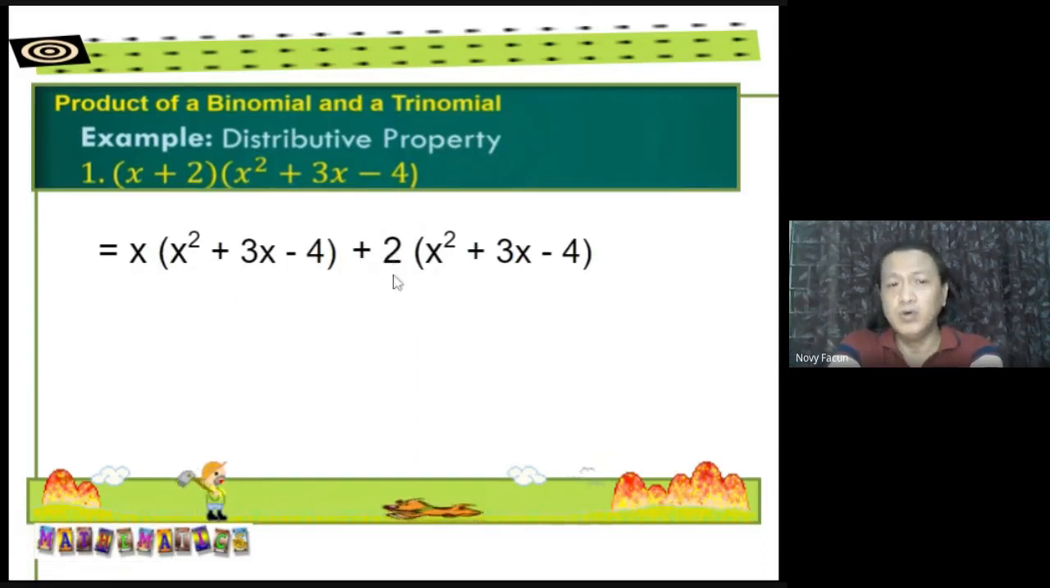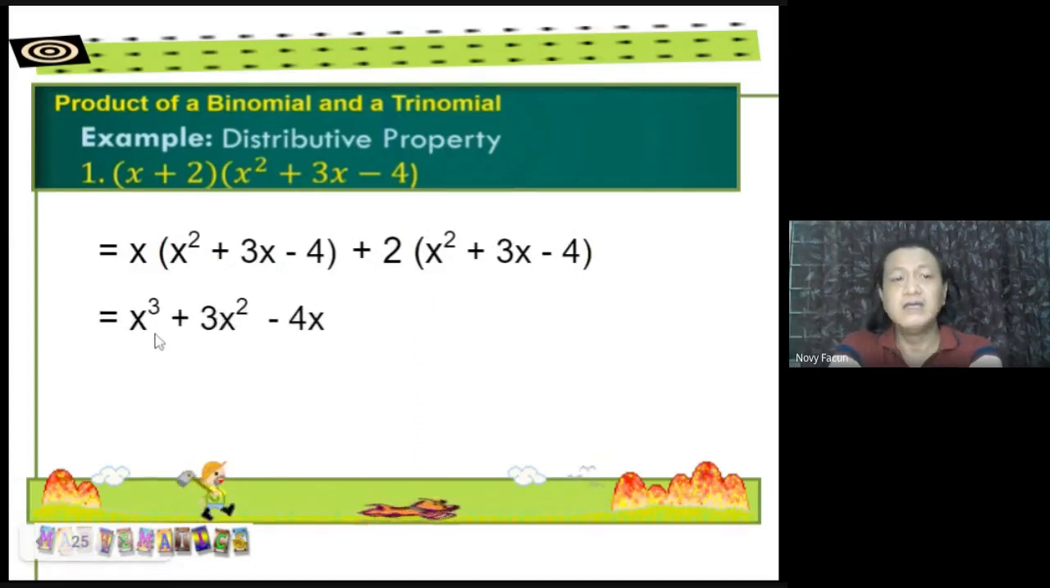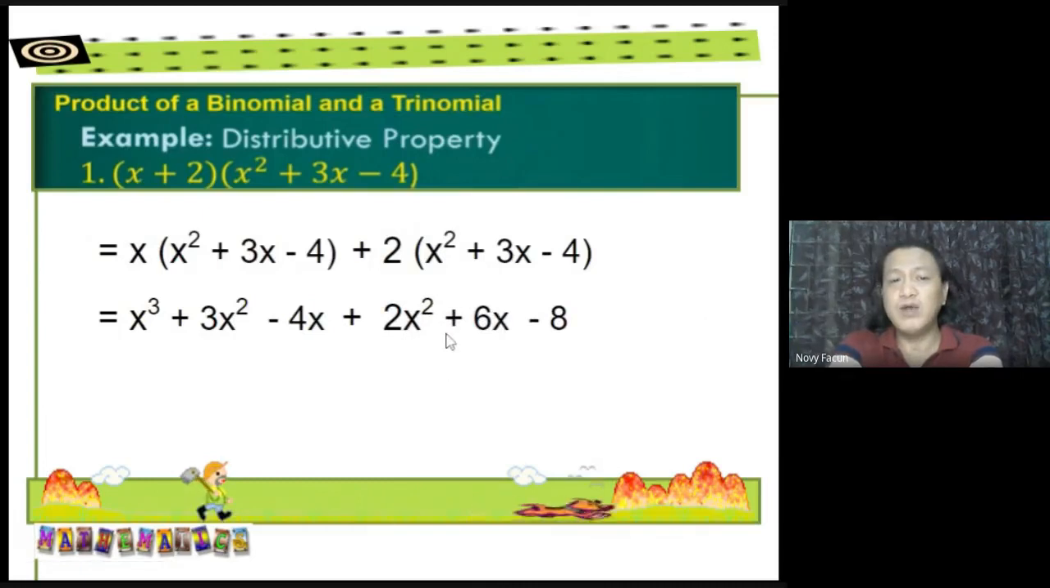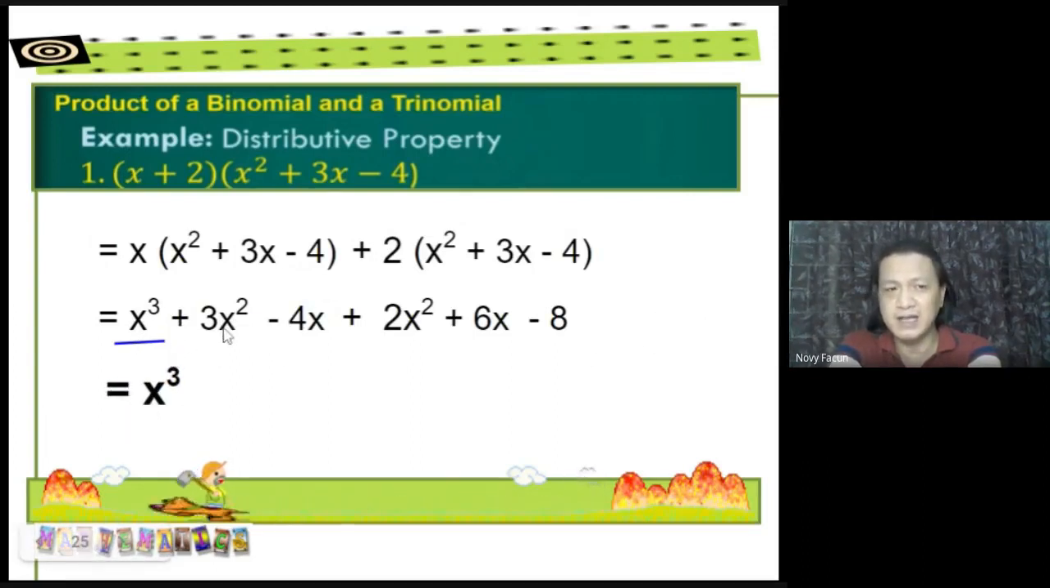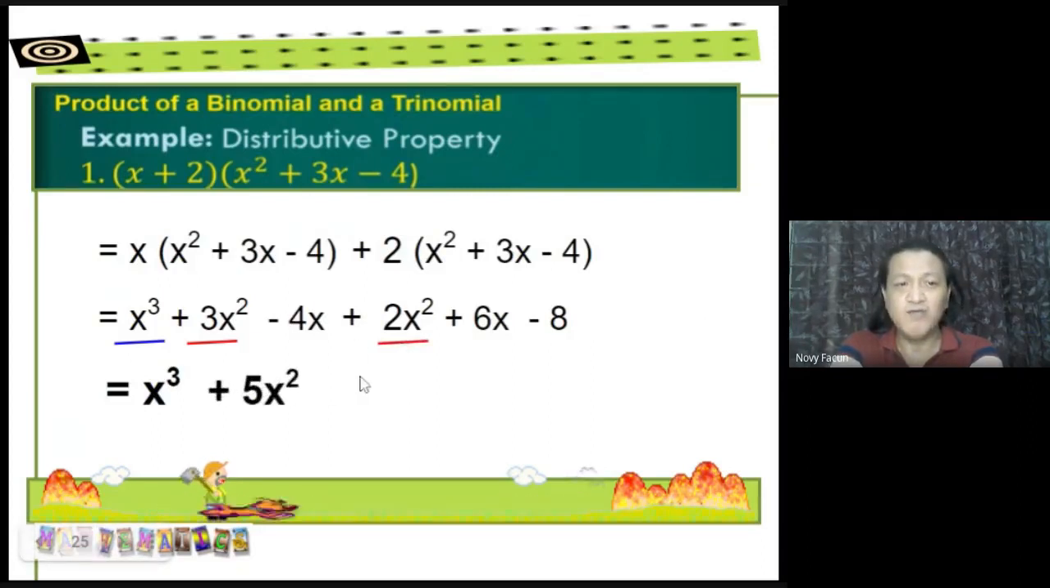Tapos yung 2, multiply mo ulit dito sa x squared plus 3x minus 4. And we have the product is x cubed plus 3x squared minus 4x. Dito naman, we have 2x squared plus 6x minus 8. Inisa-isa natin didistribute. Then you're going to combine like terms. That is, i-combine natin si x cubed tsaka yung wala naman siyang kapares na terms or similar terms, copy lang natin. Then, tingin tayo ng kapares na term ni 3x squared. Meron siyang similar. That is 2x. Kaya that is 5x squared.